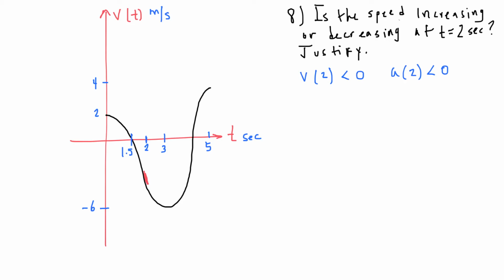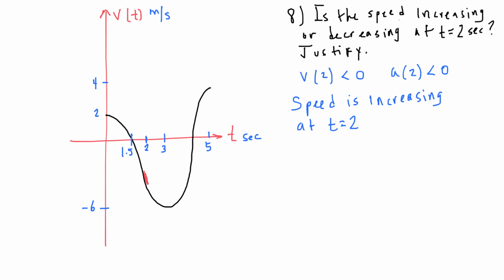And so what about the speed? If velocity is negative and acceleration is negative, multiply the signs. Negative times negative, that's the trick. Negative times negative is positive, and that positive should remind you, oh, okay, then speed is increasing. And so that is my answer. Speed is increasing at t equals 2. And to justify, you could say, because the velocity and the acceleration have the same sign at t equals 2. Or you could say, because velocity and acceleration are both negative at t equals 2.